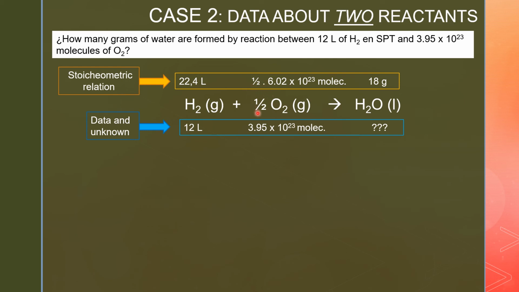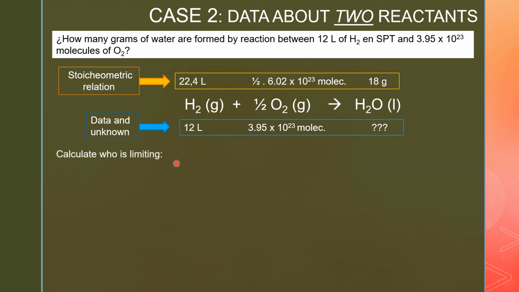But I don't have 1 mole of oxygen in my reaction, in my stoichiometric relation. I have only a half of a mole, so it is a half of an Avogadro's number. And the mass of water is 18 grams. I want it in grams because the question is how many grams of water.